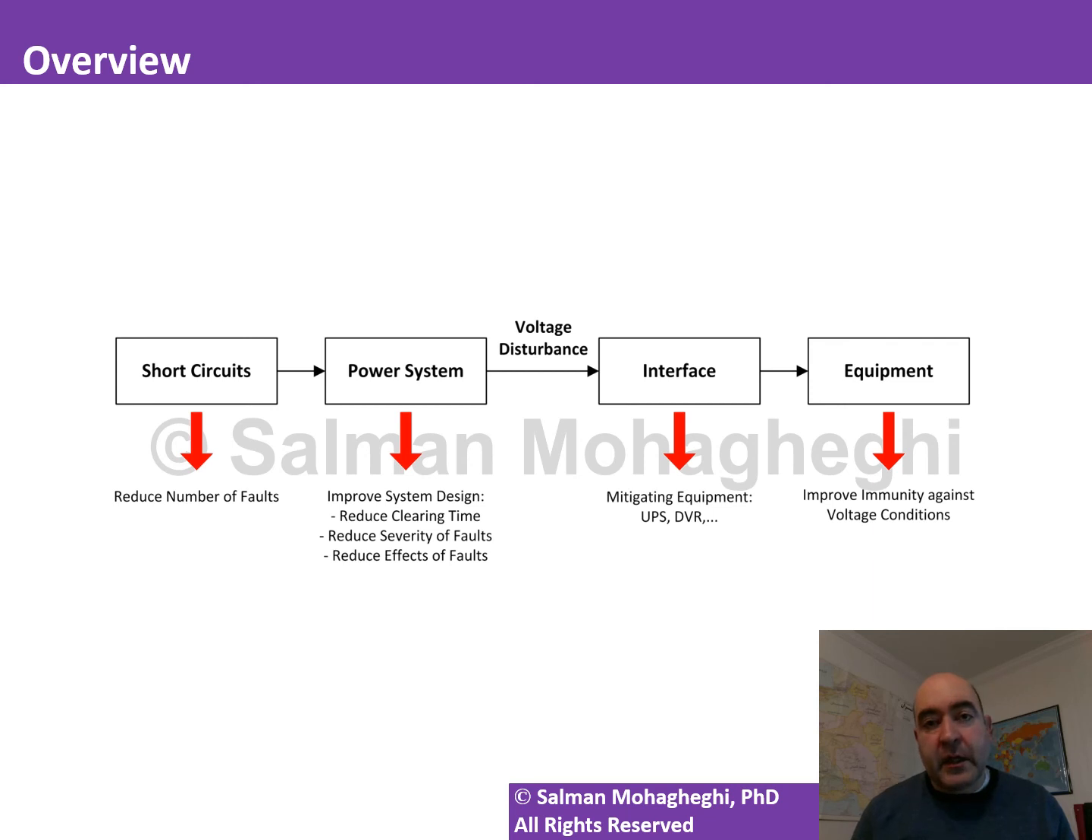On the load side, either we can focus on the equipment itself, try to make it less vulnerable to reduction in voltage, or we can add auxiliary devices and components at the interface between the component and the grid. These are equipment that would help the appliance withstand reduction in voltage for a longer period of time. So these are the different areas that we can focus on, and this is what we're going to be talking about for the rest of this lecture.